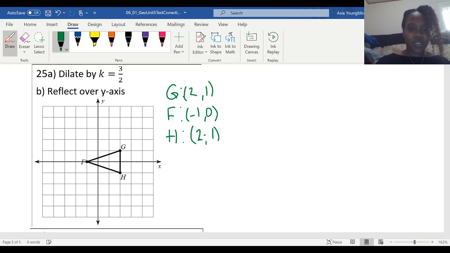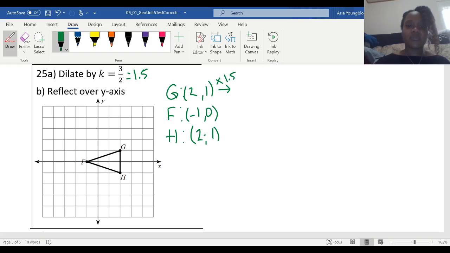And we're going to multiply by this new scale factor. So when we're given a scale factor as a fraction, we have two options. We can multiply by the number in the numerator and divide by the value in the denominator. So we could do 2 times 3 divided by 2 gets us 3. Or you could just change this to a decimal and multiply by the decimal. So changing this to a decimal gets us 1.5. So we're multiplying all of our points by 1.5.